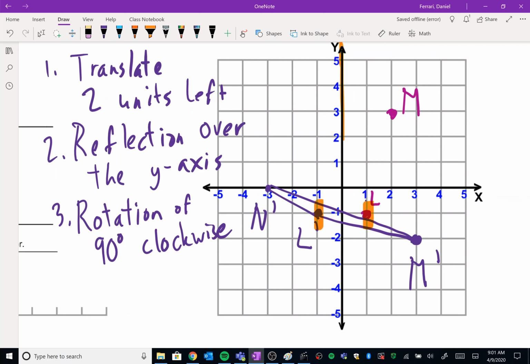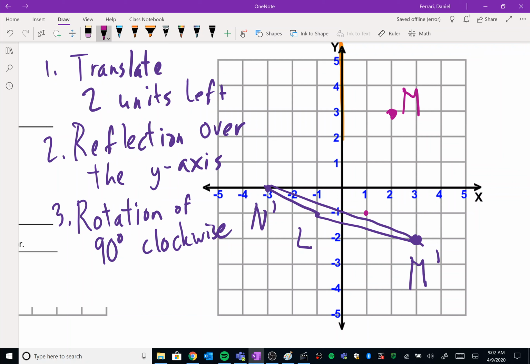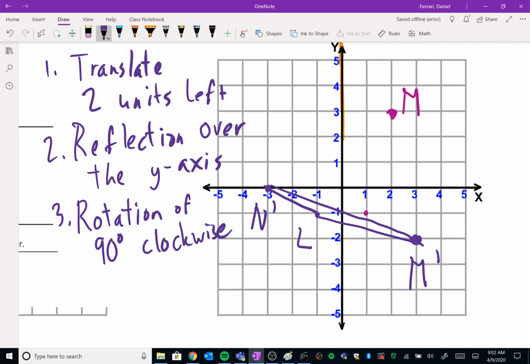Okay, so let's go ahead and take a look at the other points now. Oops, as I'm erasing everything. Let's look at the other points now and see if that will help. So I'm going to take a look at point M now. Let's do the same transformations, because if it worked for L, it should work for M. It should be the same transformation for all of the points. So if I take point M, now I'm trying to move it to M prime.